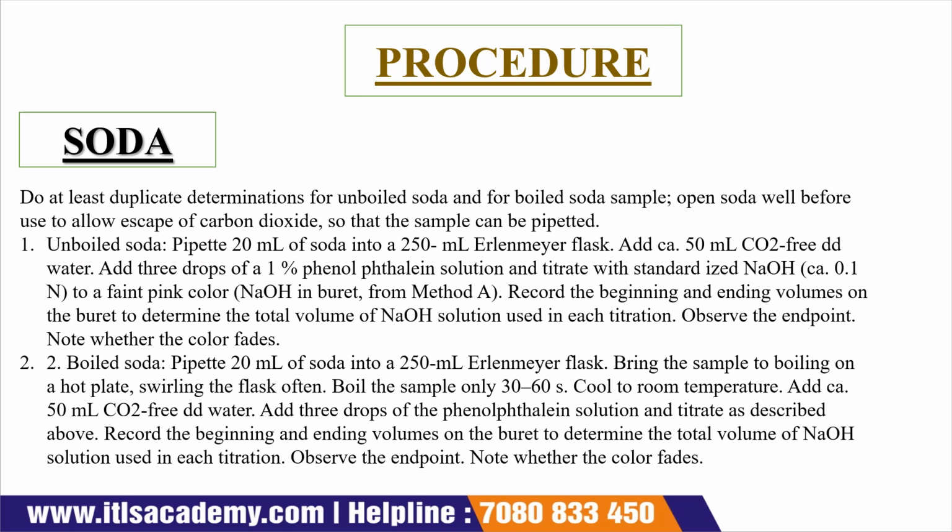Now the next one is the procedure. First, we follow the procedure for the soda. We prepare duplicates for determining unboiled soda or boiled soda, so we take two samples of unboiled soda and two samples of boiled soda. For this we have to open the soda well before use and allow the escape of carbon dioxide so that the sample can be pipetted. When we open the soda bottle, the carbon dioxide escapes, so the sample can be easily pipetted.